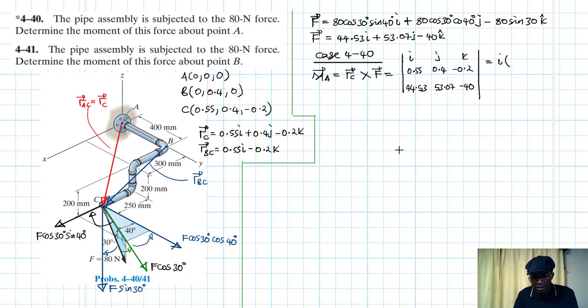This is equal to I, we have minus 40 by 0.4, then minus 0.2 by 53.07. So it gives us minus 5.39. Okay, minus 40 times 0.4, then minus 0.2 by 53.07, 5.389. Okay, then J, minus 40 by 0.55 minus minus 0.2 by 44.53.